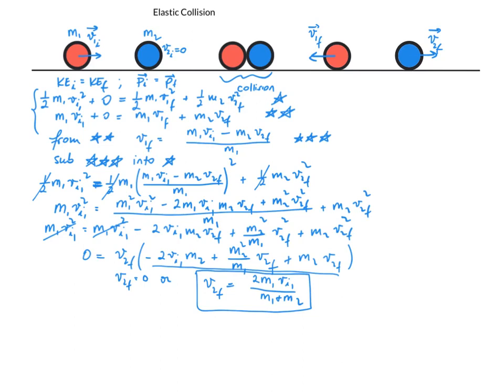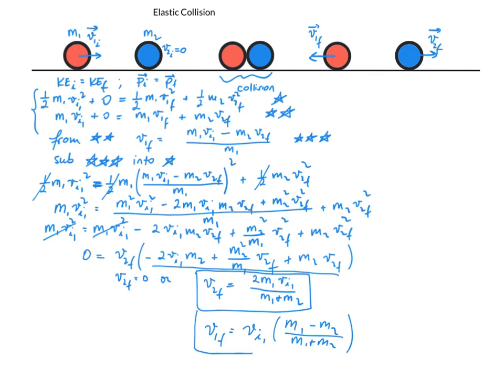Now, I know that v1 final, from here, is a function of v2 final. So I can plug this in there, and when I do the math, I'm not going to do it here because I don't have much room, I end up with v1 final is v1 initial times m1 minus m2 divided by m1 plus m2.